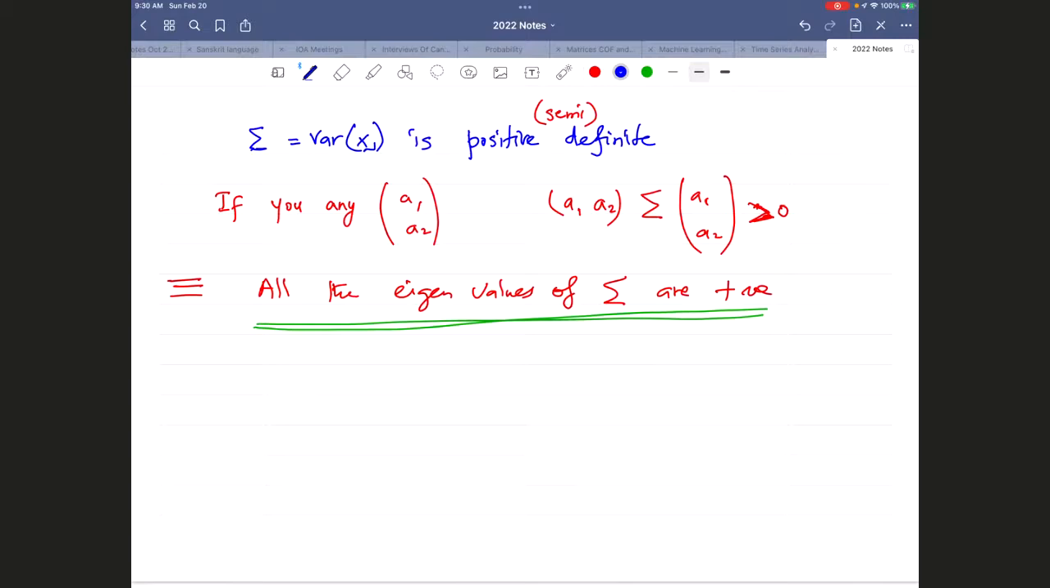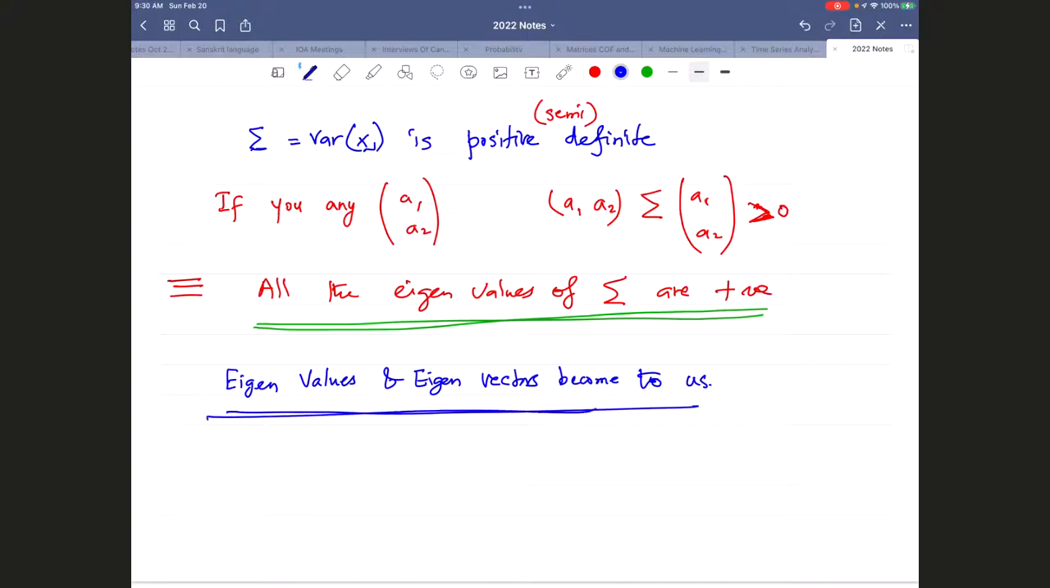This is where eigenvalues and eigenvectors become important. Then what are the eigenvalues? I'm going to go over eigenvalues and eigenvectors. Okay, eigenvalues and eigenvectors become important to us. And then I said, eigenvectors are new coordinate systems.